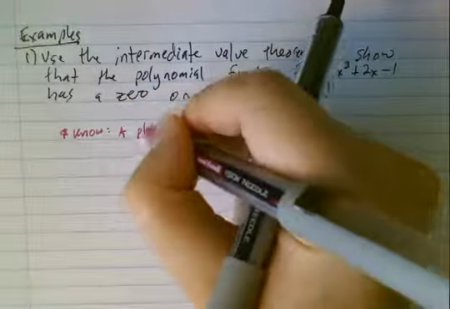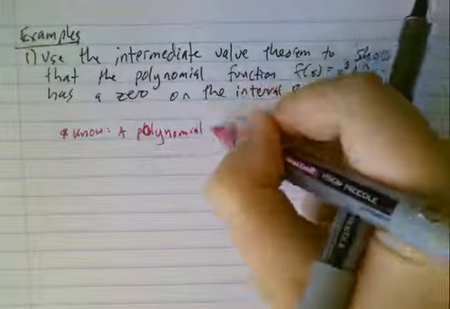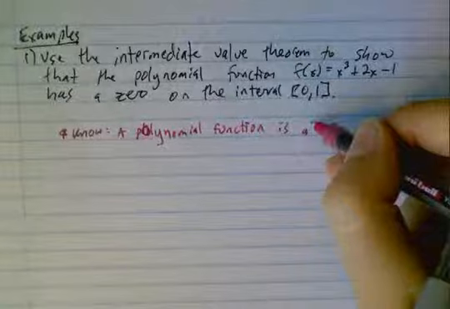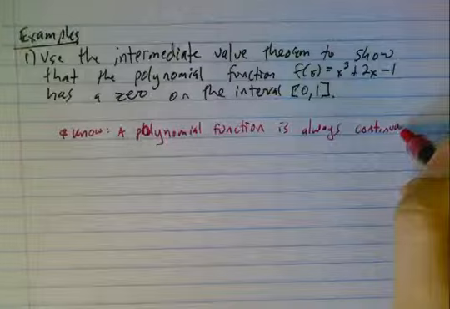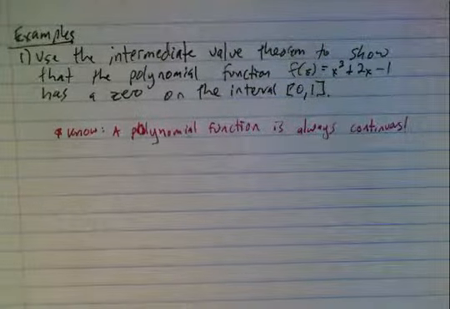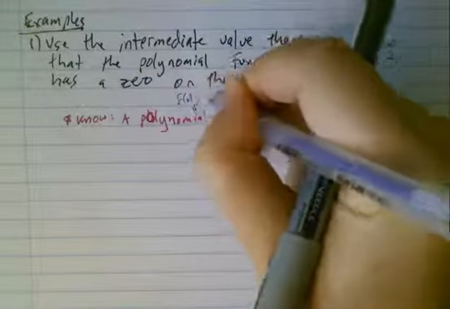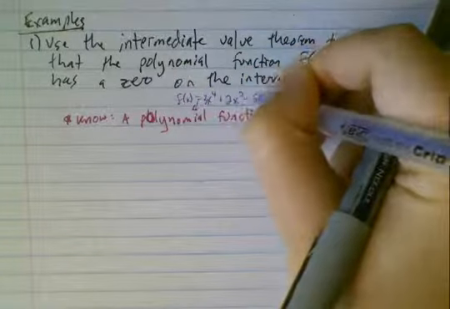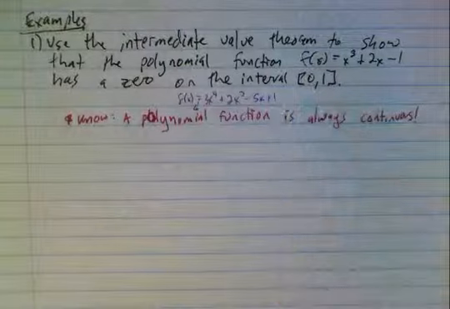a polynomial function by definition is continuous. A polynomial function is really just something like this: f of x equals 3x to the fourth plus 2x squared minus 5x plus 1, or something like that. It's just a polynomial, basically.